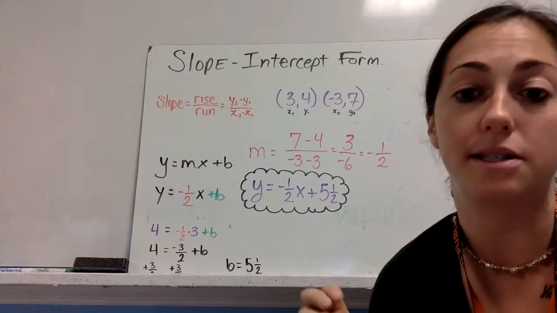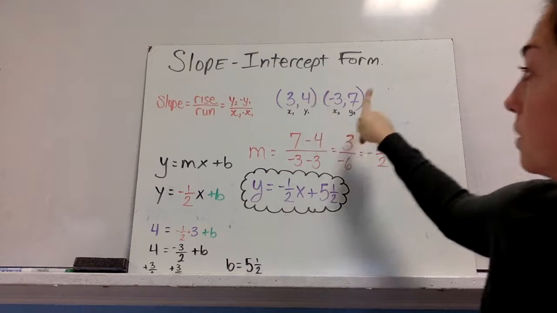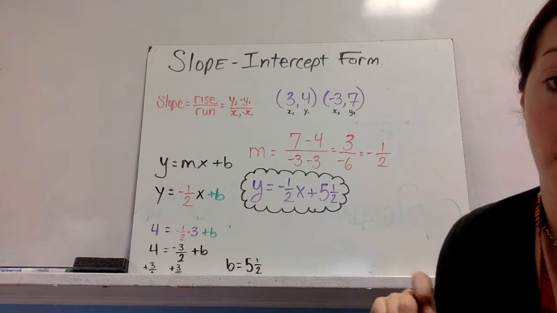Big mistake is kids usually put the x over the y. So just make sure you always put rise over run. So it's your change in your y's over your change in your x's.